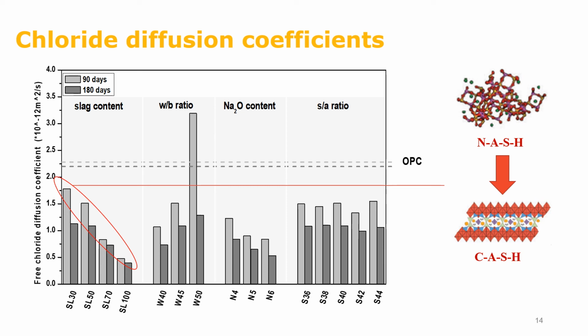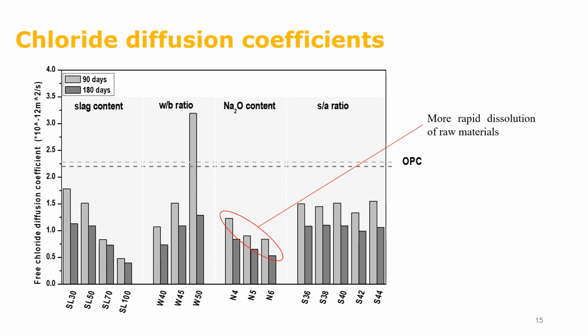was dominated by fly ash. The D gradually decreased with the increase of alkali content. This may be due to the high alkali content promoting a more rapid dissolution of raw materials, and thus a better pore structure of concrete. Compared with other factors, the sand-aggregate ratio had no significant effect.